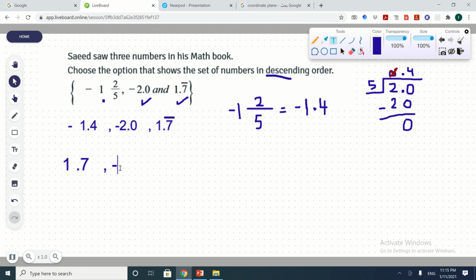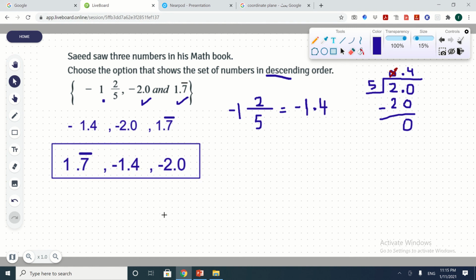-1.4. After that we will put -2.0, and we will put here the bar notation. This is the order, the correct order, in descending order, from the largest to the smallest.